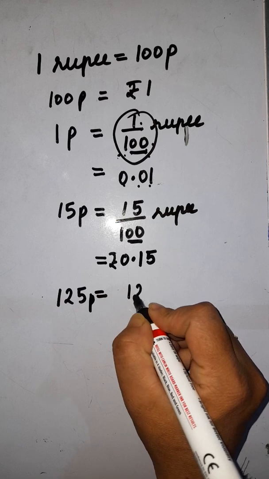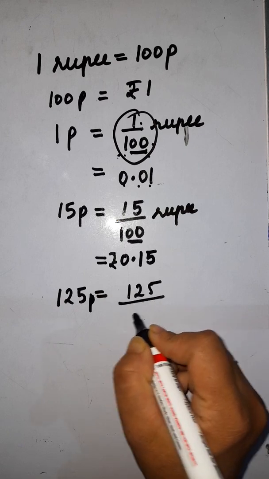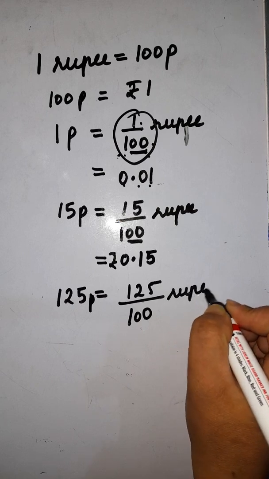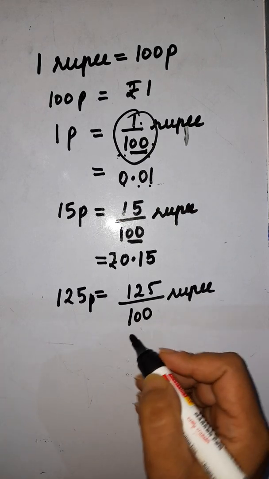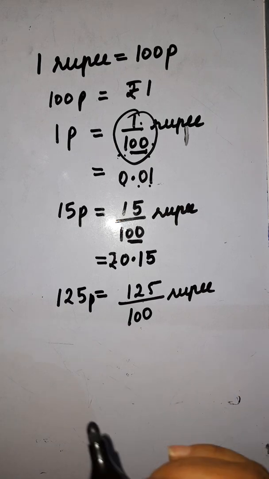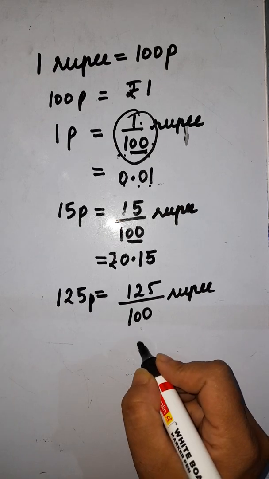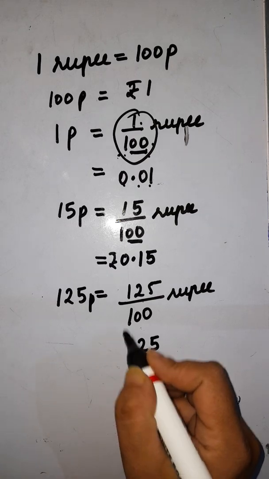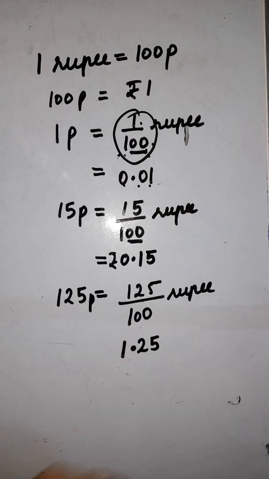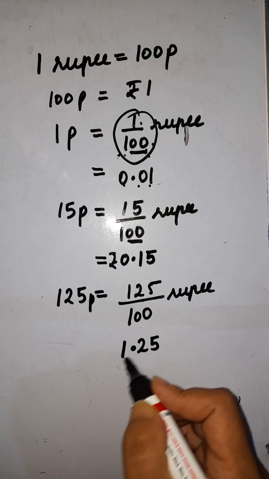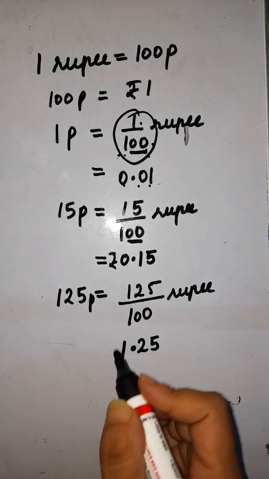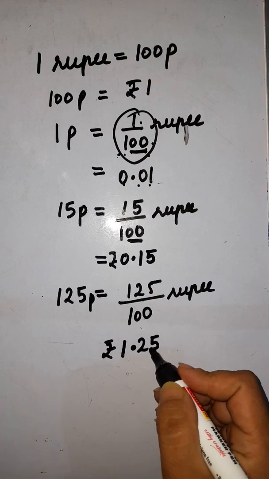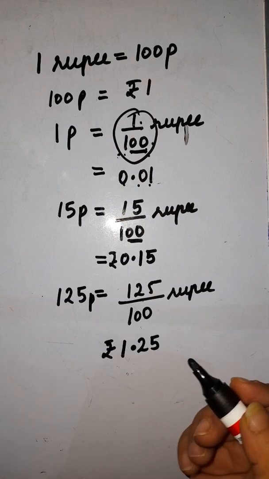So 125 paise out of 100 is rupee. Now after the decimal point we need to write two digits. So first we'll write 25. This is the decimal point, and before the decimal we have one digit, this is 1. So the answer is 1.25. It means rupees 1 and 25 paise.